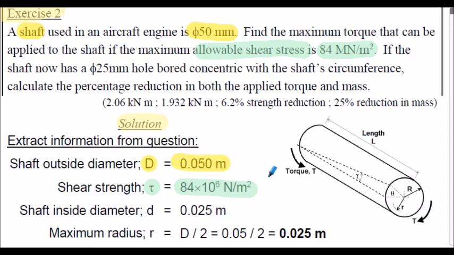We're also given the inside diameter of the hollow section shaft, little d here, again in meters, that's 0.025 meters. And for reference, I've calculated the maximum radius, that will actually be capital R on our diagram. That's the outside diameter divided by 2. So in this case, that's 0.05 divided by 2, that's 0.025 meters. So that's extracting the information from the question.